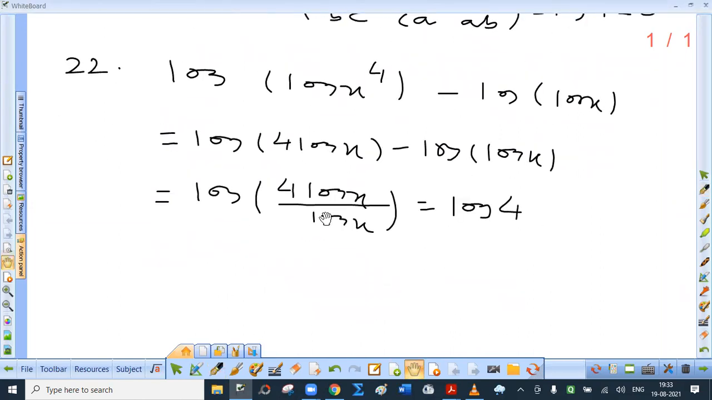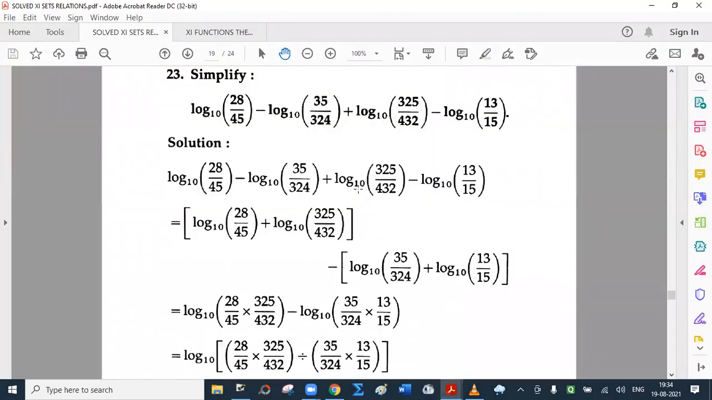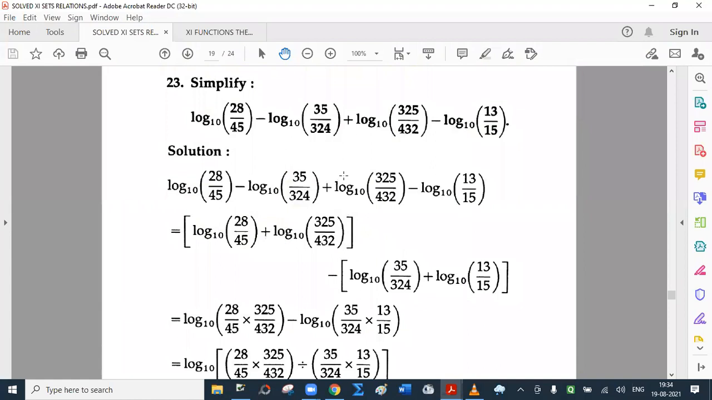Take your own time. 23rd, we are just going to discuss. See, this is not at all difficult. Only two laws, log m minus log n is log of m upon n, and log m plus log n is log mn. Only these two laws are to be used. Let me explain, but please do write the solution after the lecture.